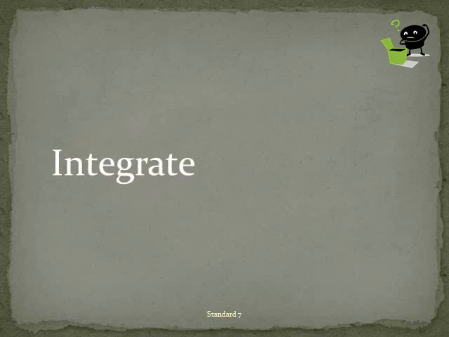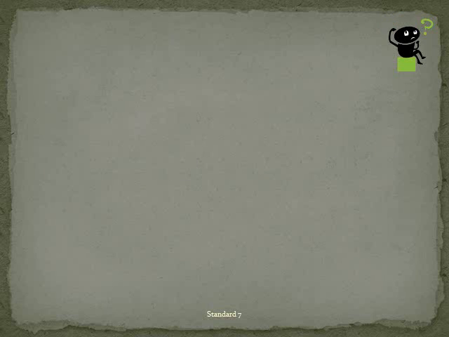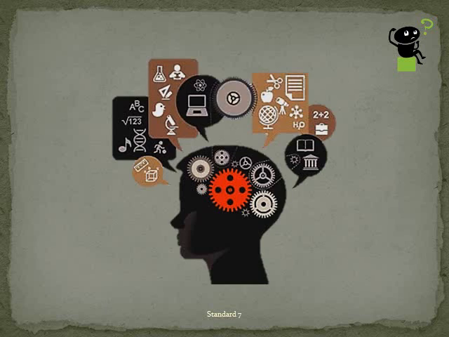The key words here are integrate and evaluate. These are skills that we need as teachers and skills that our students need to learn. The focus of Standard 7 is the ability of students to draw on information from multiple sources to address a question or solve a problem.